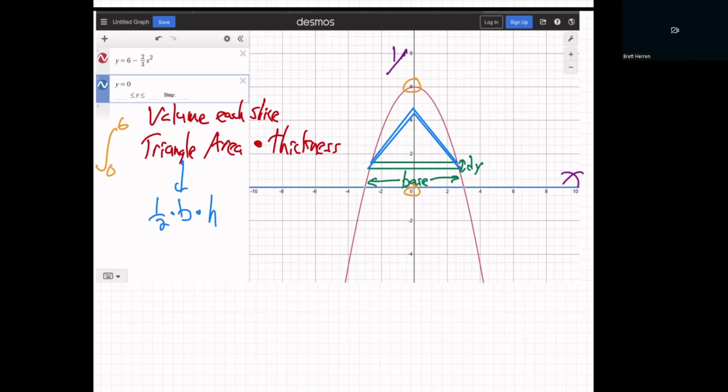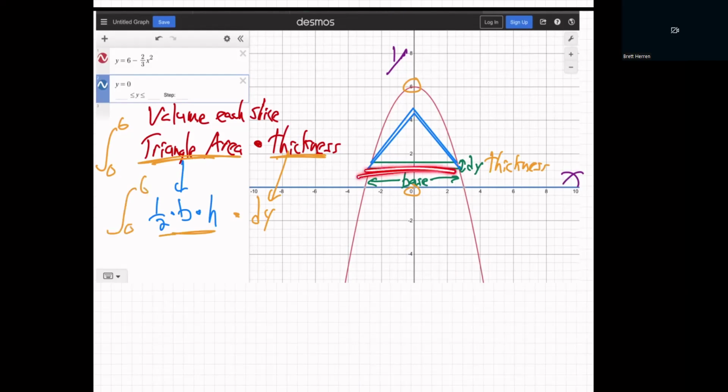And what is the thickness? The thickness is the dy, right? This right here is the thickness. It's how thick each slice is, dy. And then the area of a triangle formula is a half times the base times the height. Okay, so what's the base and the height?